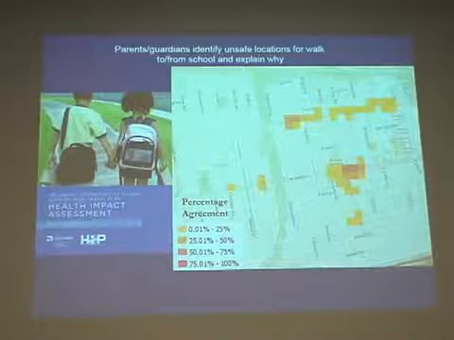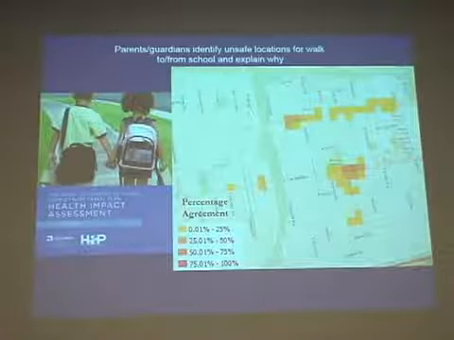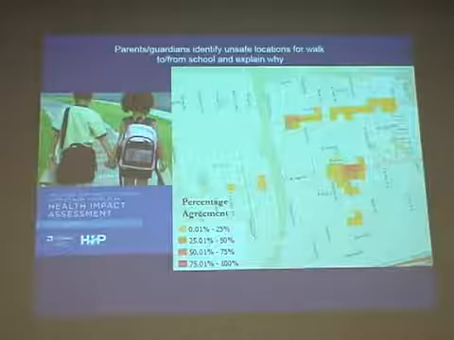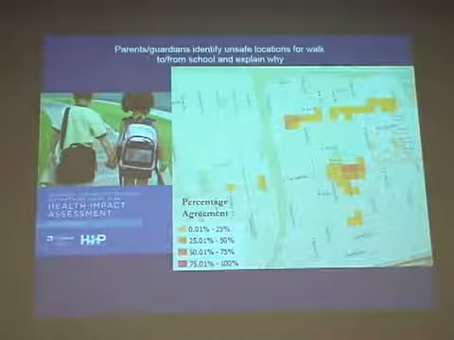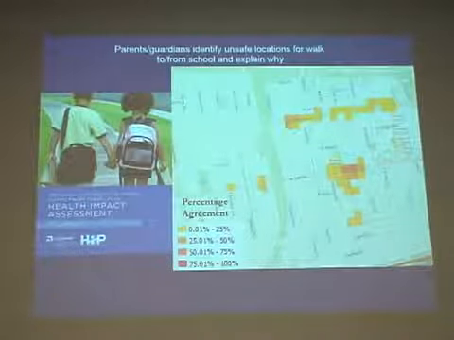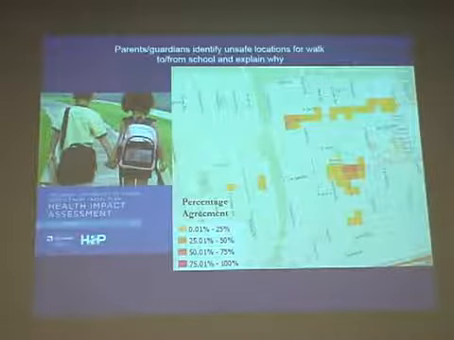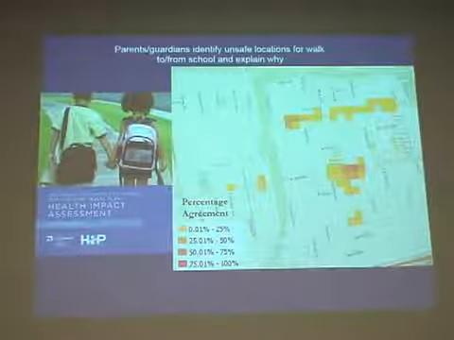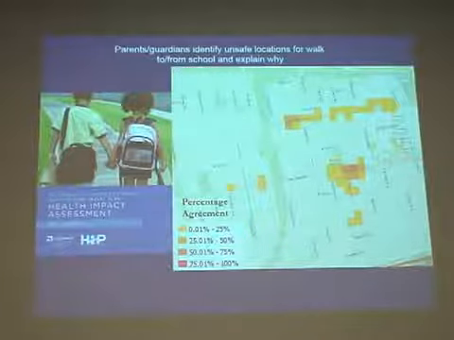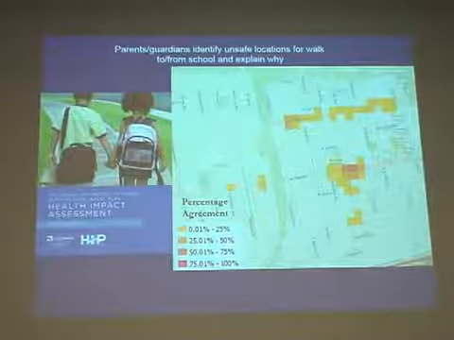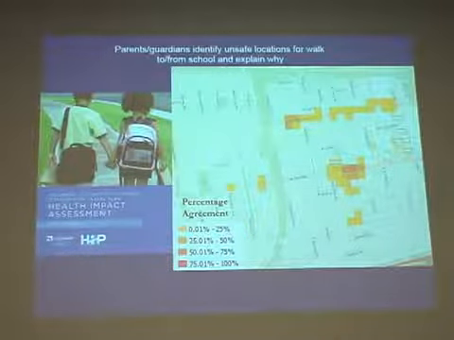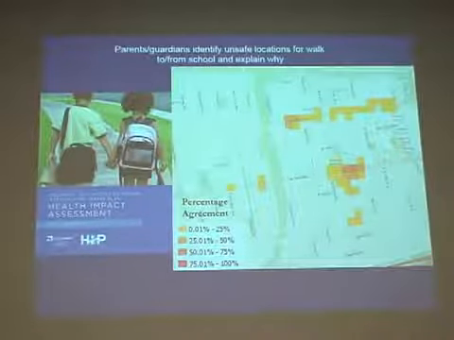Just as one quick last example of how this is a really powerful approach, this is a Safe Routes to School HIA that I did with Columbus Public Health, where around all the schools in our area, we asked parents or guardians, where do you not feel safe with your children being engaged in active transport to school? Is it just morning, or is it morning and afternoon? Why?